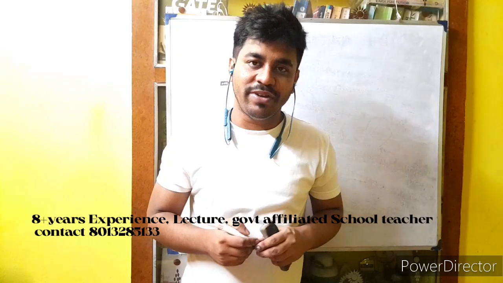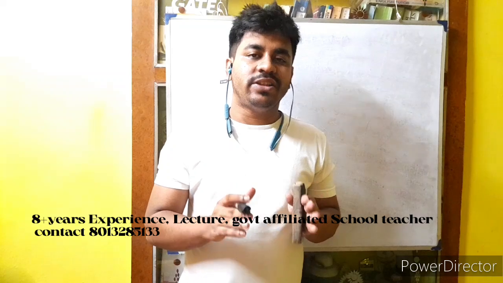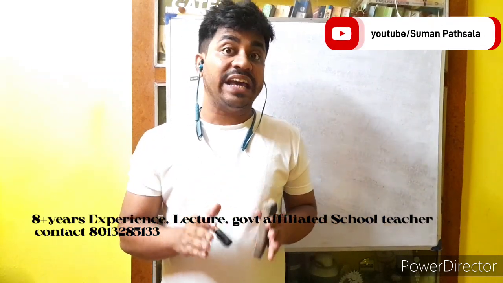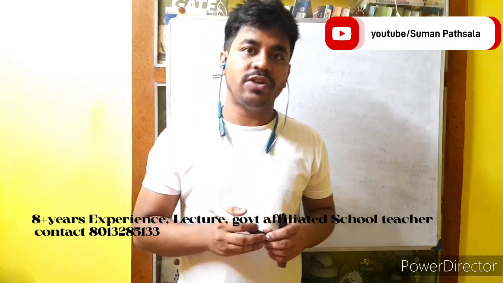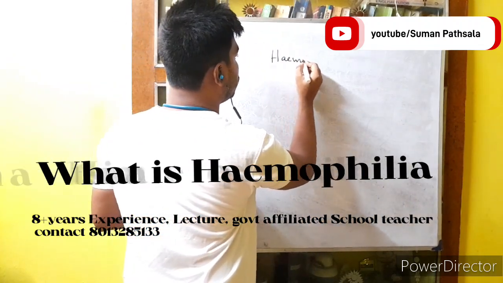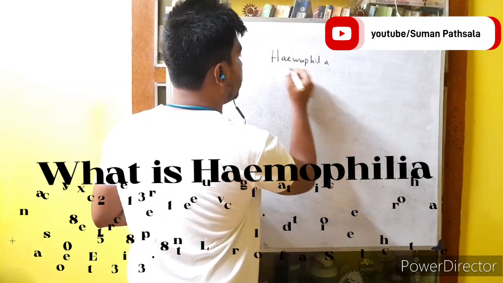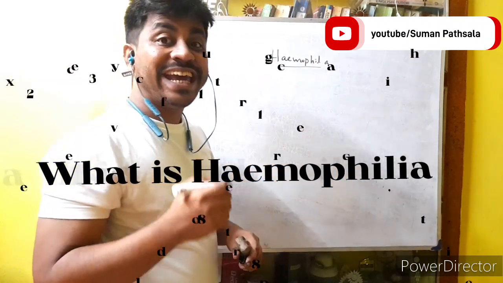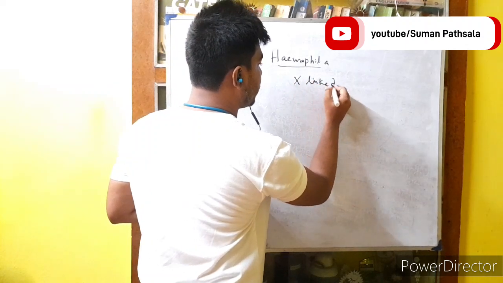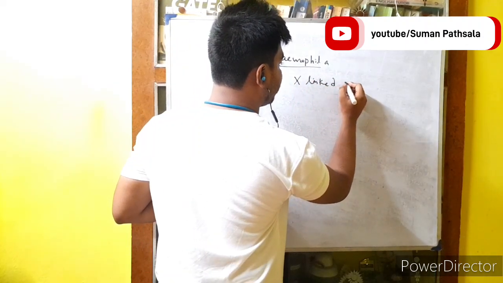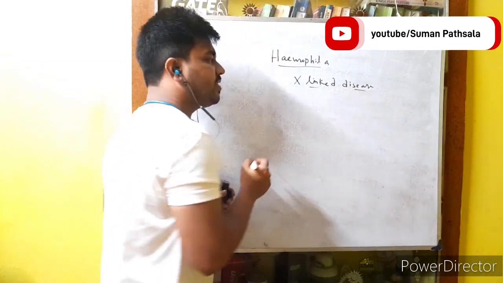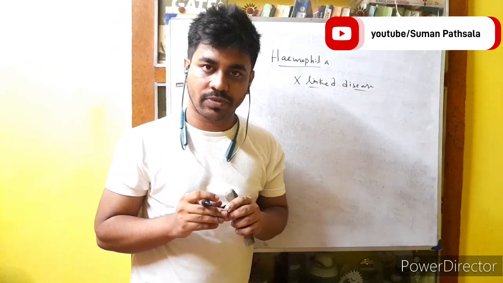So let's start from the beginning. First of all, hemophilia is a type of disease which is an X-linked disease. So I write here hemophilia. Hemophilia is an X-linked disease. First I write here, then I describe. X-linked disease. Now we have to understand, sir, what is X-linked?